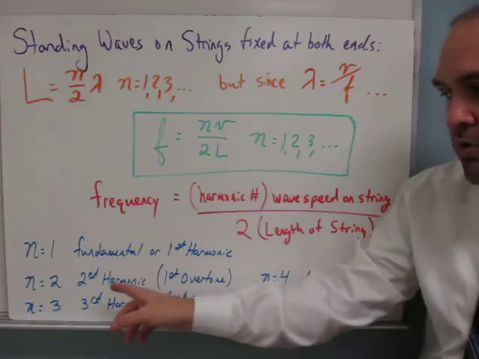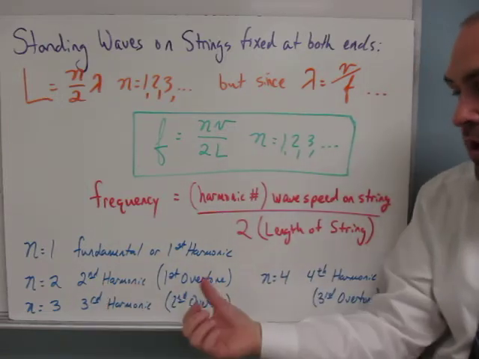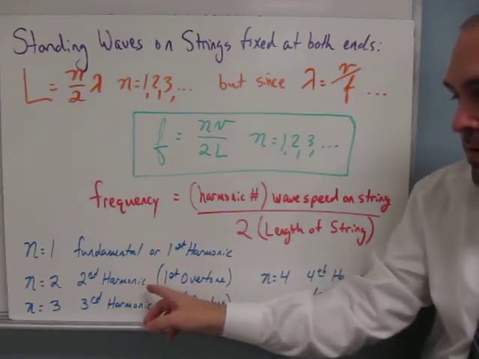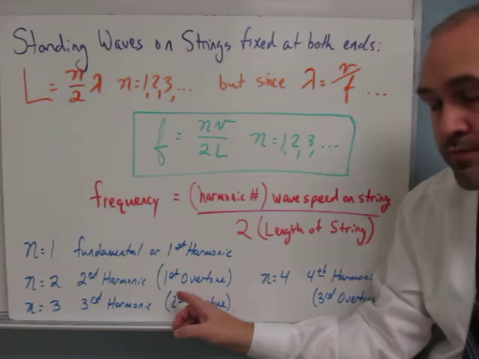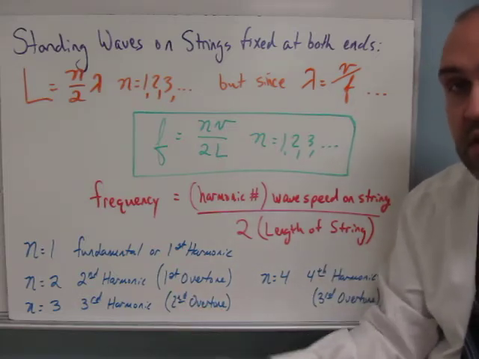If you pluck it a little harder, you might excite an extra harmonic frequency, the second or the third or the fourth harmonic, and so on. Those have other names. Sometimes the second harmonic is called the first overtone, and the third harmonic is called the second overtone, and so on.